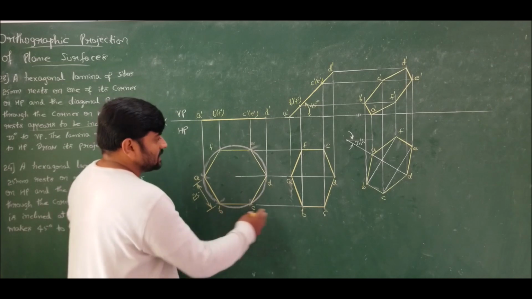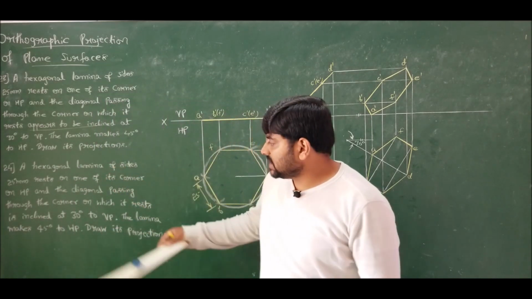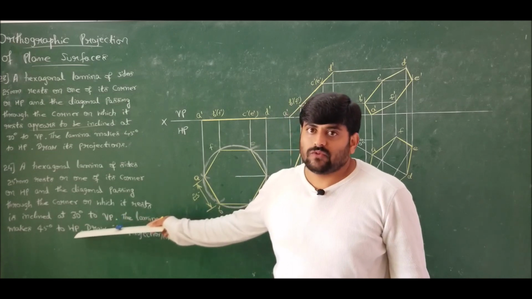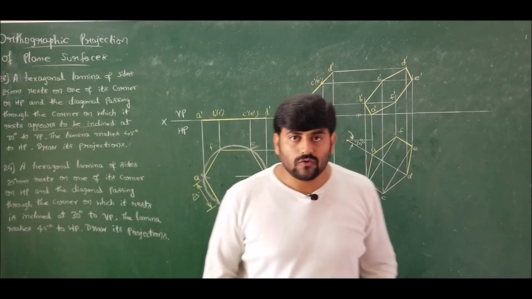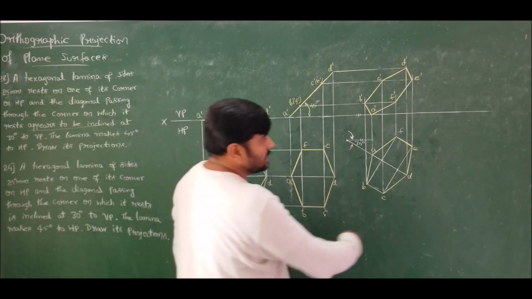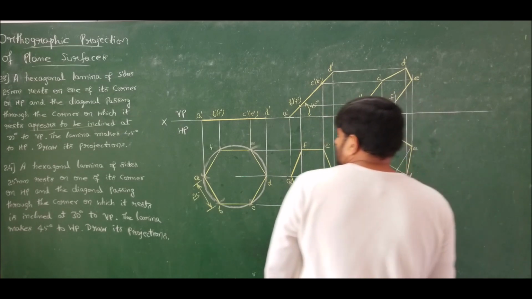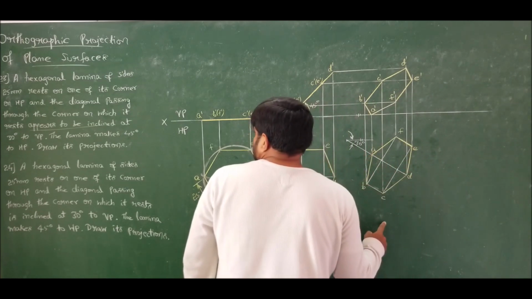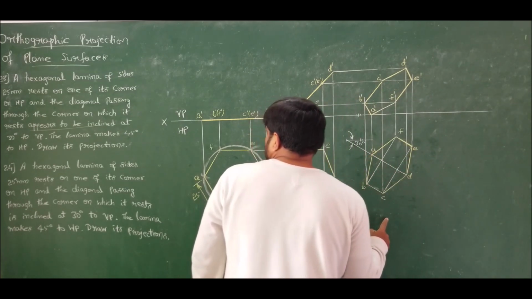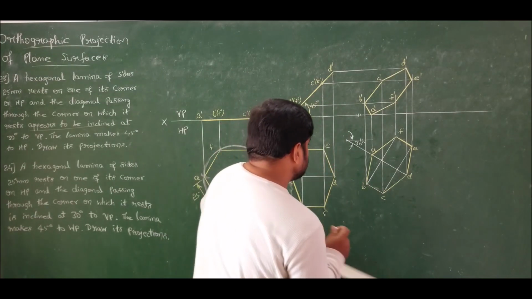So first position and second position remain the same for problem number 24. In the final position, it is a true inclination given for us, 30 degrees. So therefore I should go for beta angle. Retaining the first and second position, I will calculate the beta angle for problem number 24. So this solution is for the diagonal passing through the resting corner appearing to be inclined at 30 degrees.